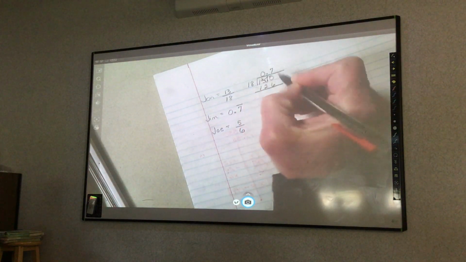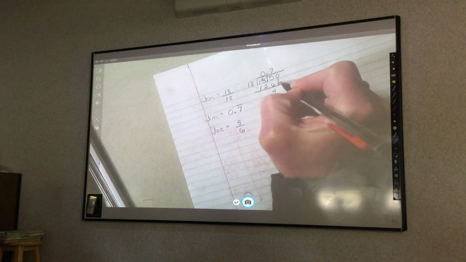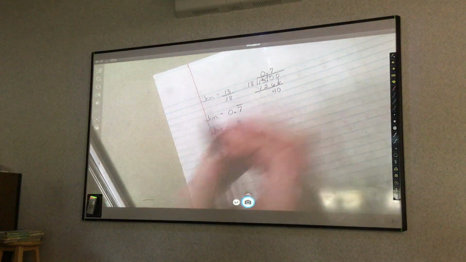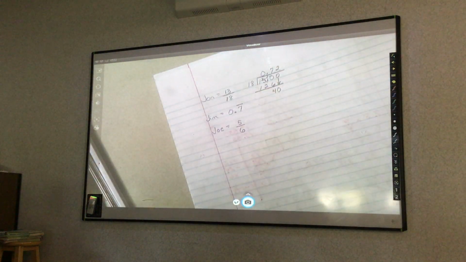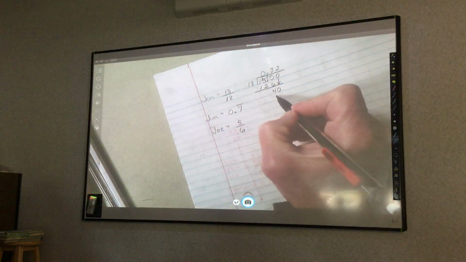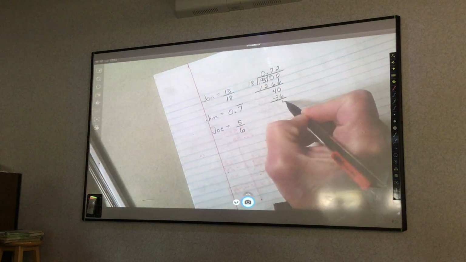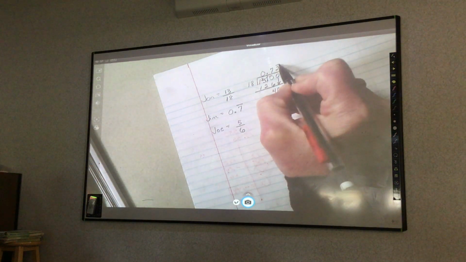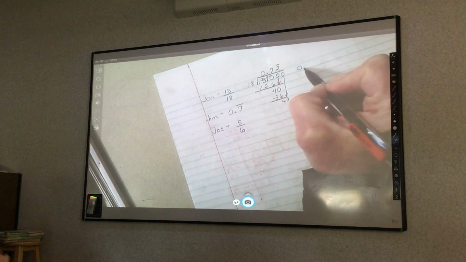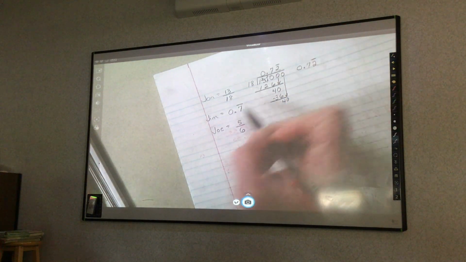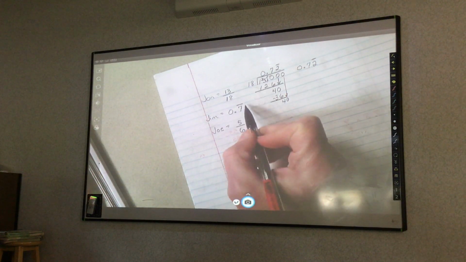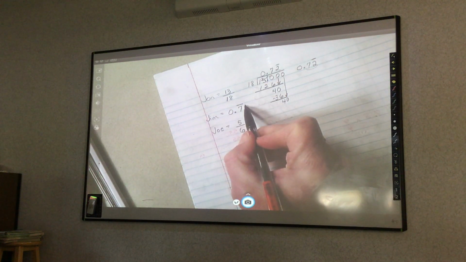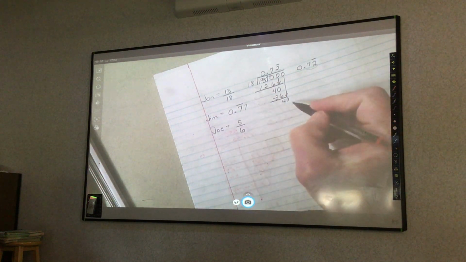Borrow. 4 left, add a 0, bring the 0 down. 18 goes into 40 twice. 3 would be too much, because 18 times 2 is 36. 4 left, add a 0, what's happening? It's repeating. So John is 0.72 repeating. Jim is repeating the 7. So if this has 2 place values, shouldn't I add another place value here? Yep.